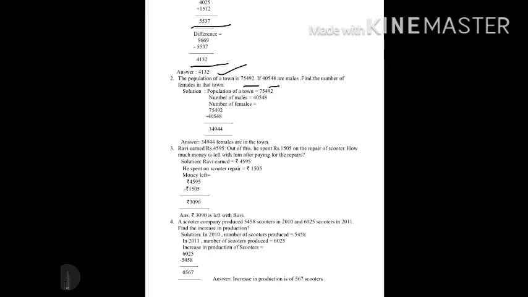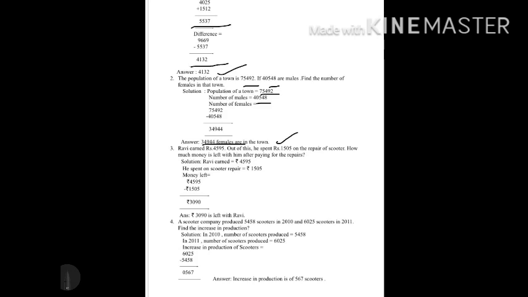So what we'll do? From the total population, 75,498, we will subtract the population of men. Then the remaining will be women. So that's how we have to subtract in this case. And then you have to write the final answer like this.